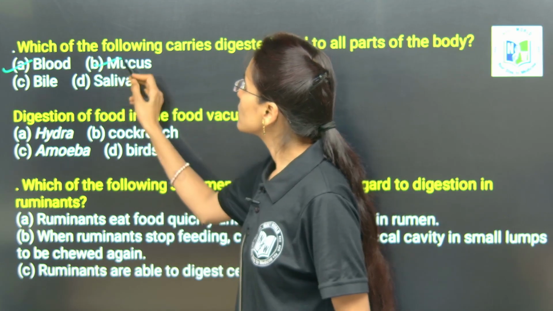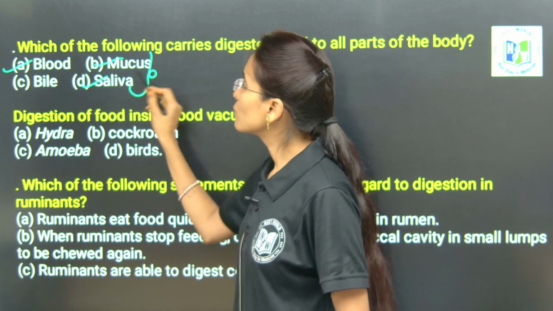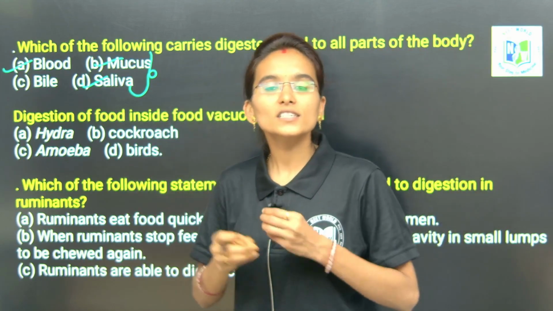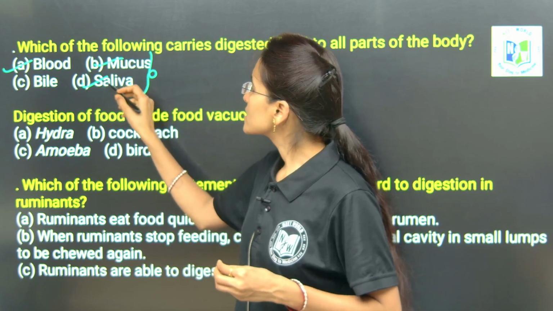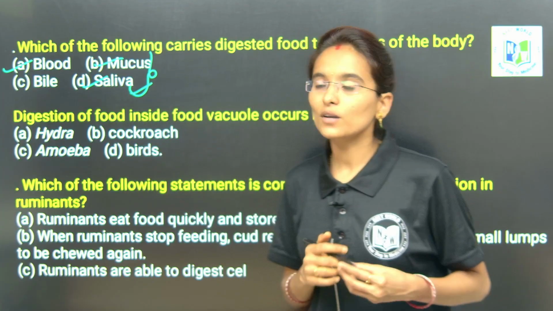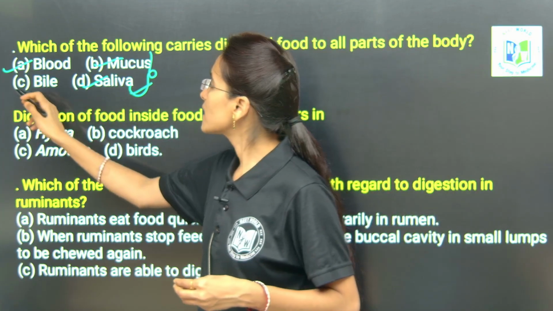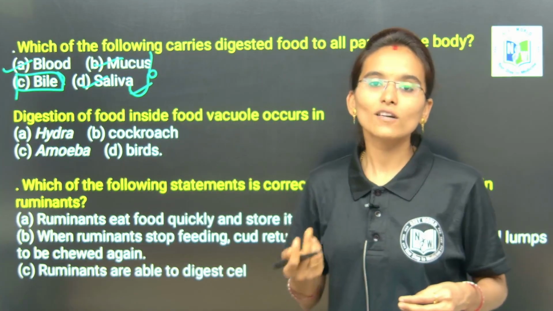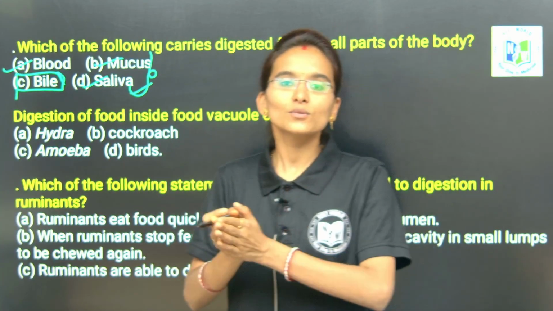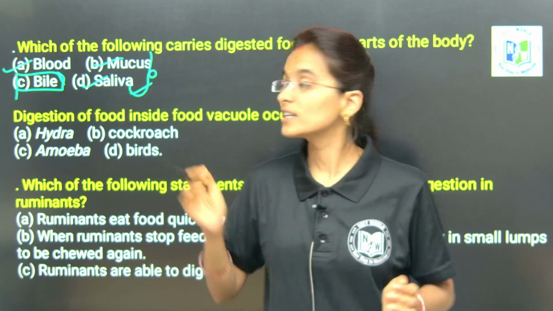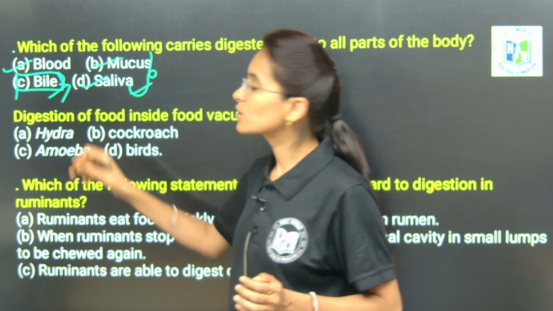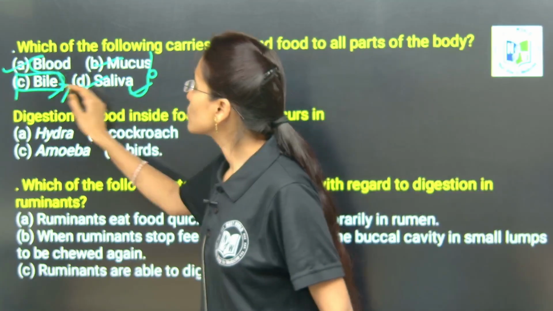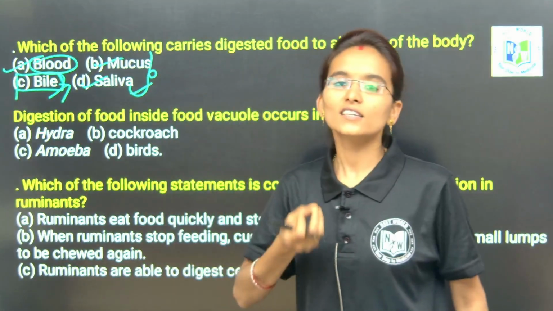So, whereas here mucus and saliva are involved in swallowing the food. Mucus and saliva will help in moistening the food, and with the help of the saliva we can easily swallow the food, my dear students. Option C is also the wrong option, because bile is involved in the breakdown of the fats into simple fatty acids. So, here the blood is involved in transporting the digested food.